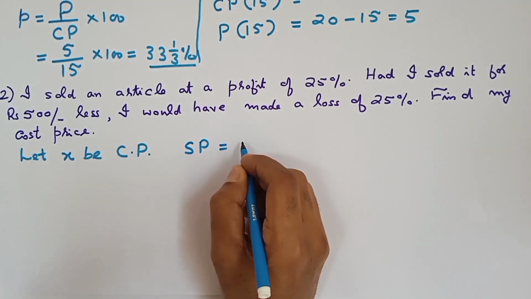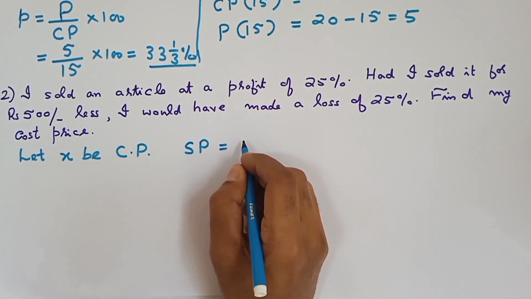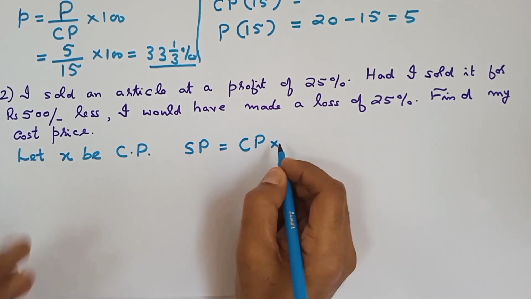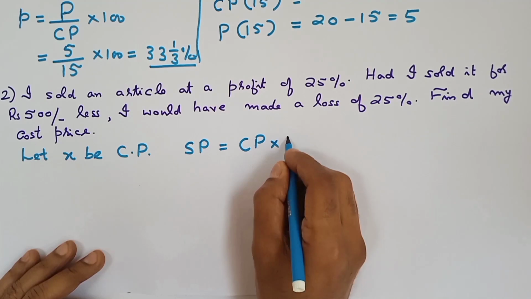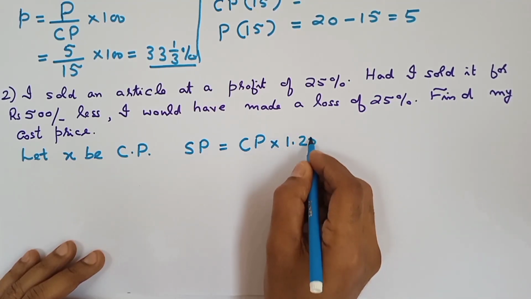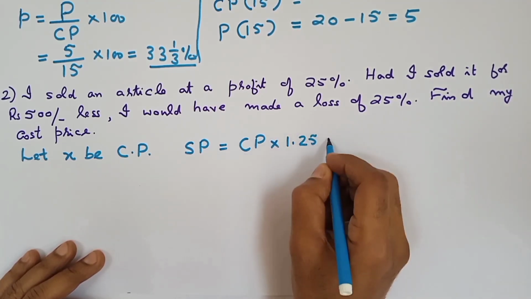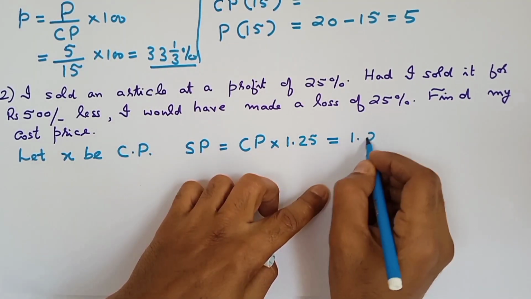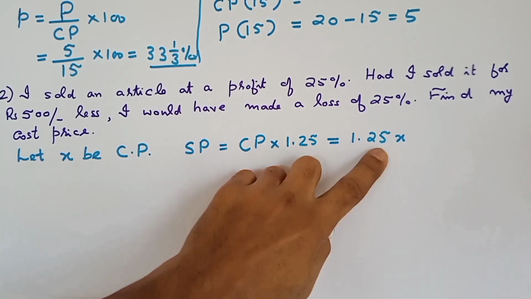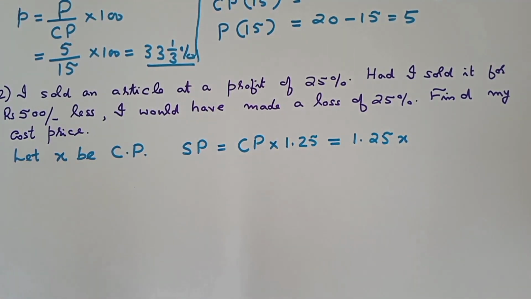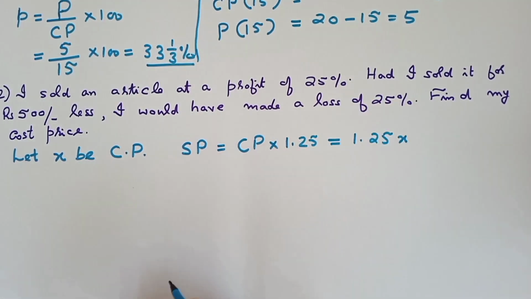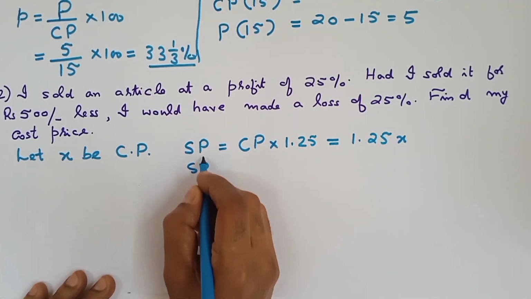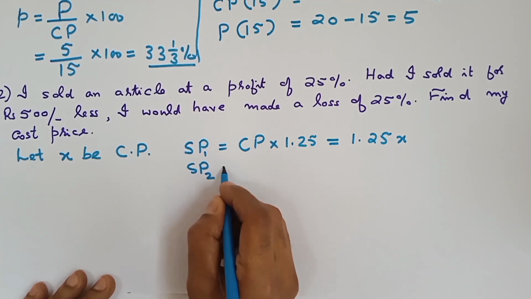selling price, as I have discussed in my previous video, is given by CP into a suitable number which is related to the profit percentage. If it is 25%, 1.25, and CP is assumed to be X. So this will work out to so much as the first selling price. That gives it profit. Now how do you calculate the second selling price?